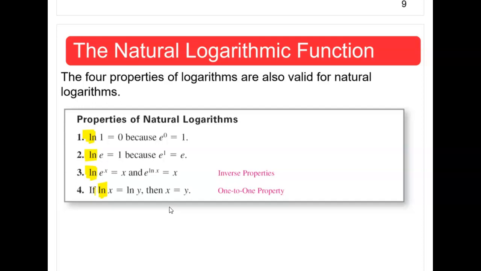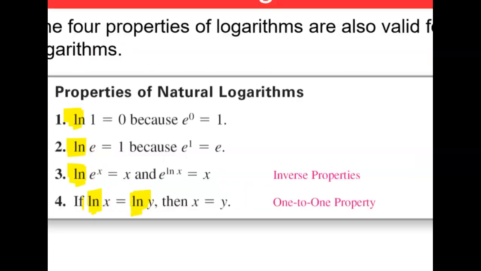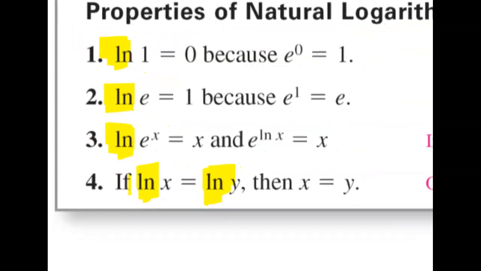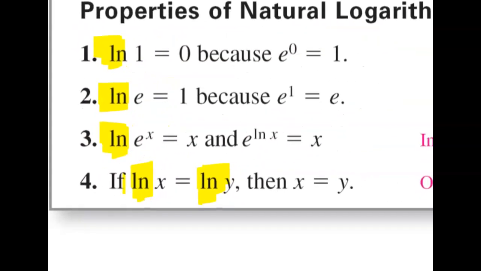So let's start from the bottom. We have the natural log one-to-one property. So if you're comparing two logs and saying that they are equal, the only reason is because the arguments are also equal.